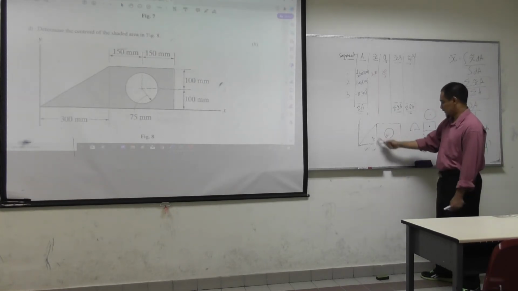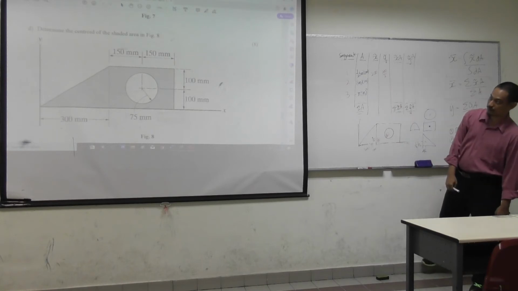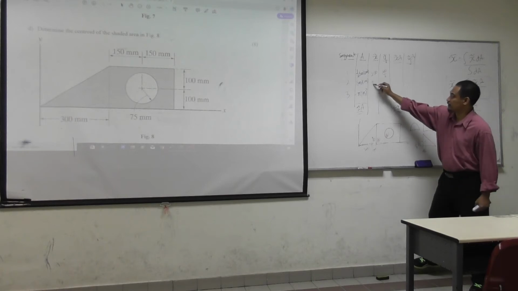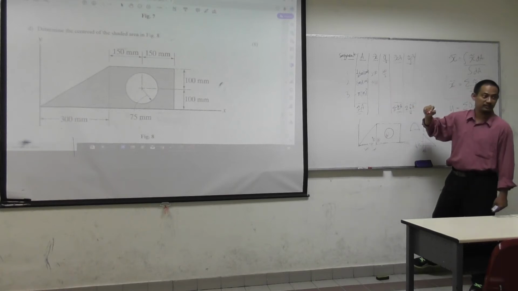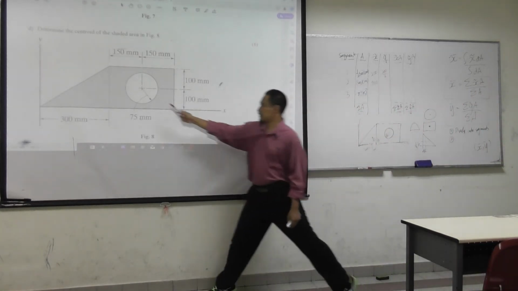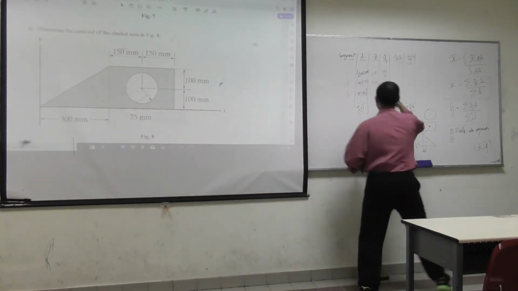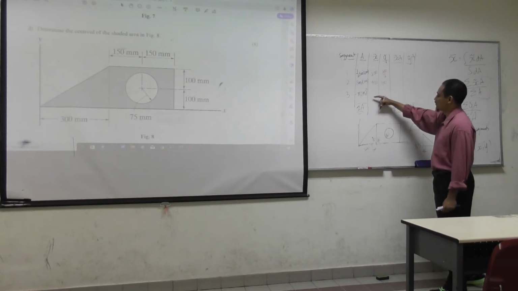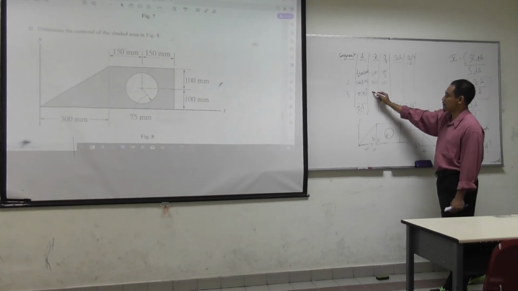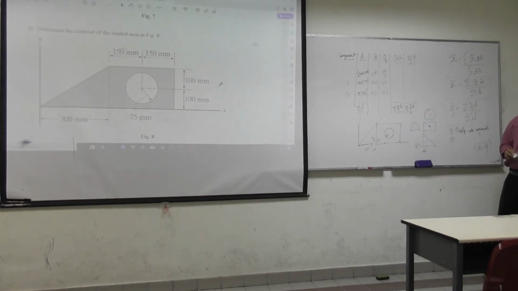For this rectangle number 2, what is x bar? 450. Everyone agree? Do you know how to get 450? It should be here at the middle, so 300 plus 150. Y bar? 100. For the circle, x bar? 450, and y bar 100. Any question?